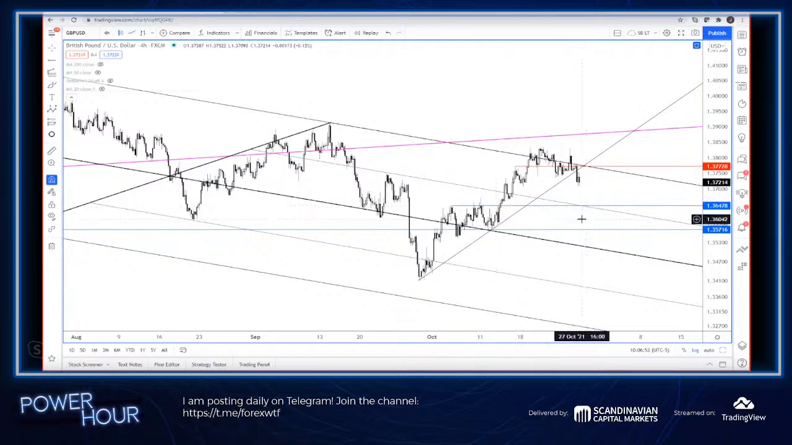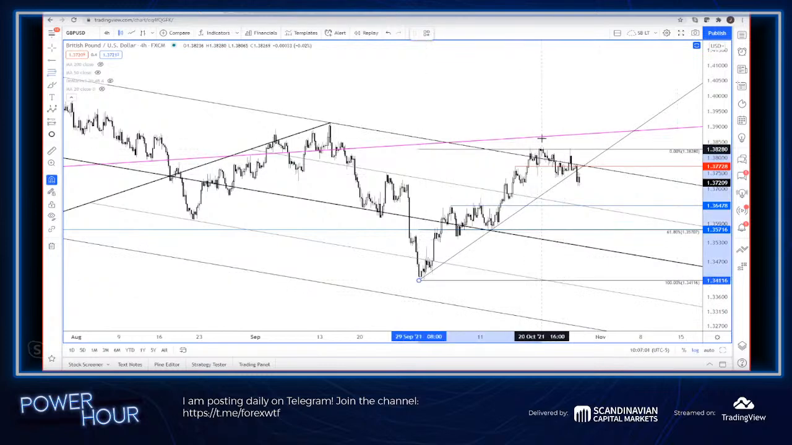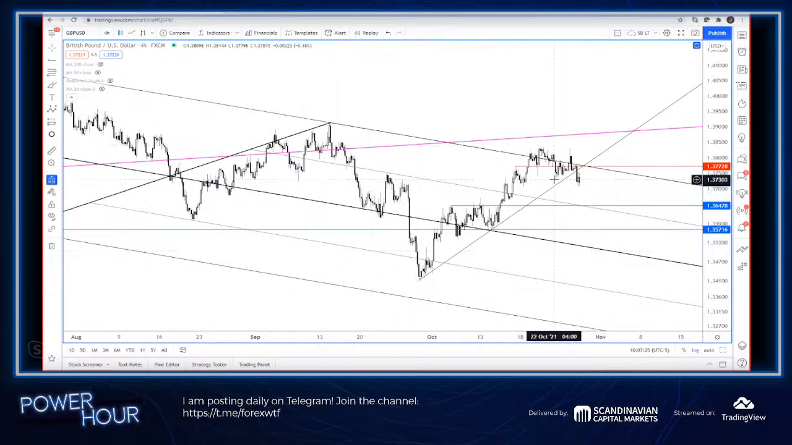So again, not making any grand proclamations here regarding the coming moves, but 36.50 possible support, 37.70 possible resistance, to short.